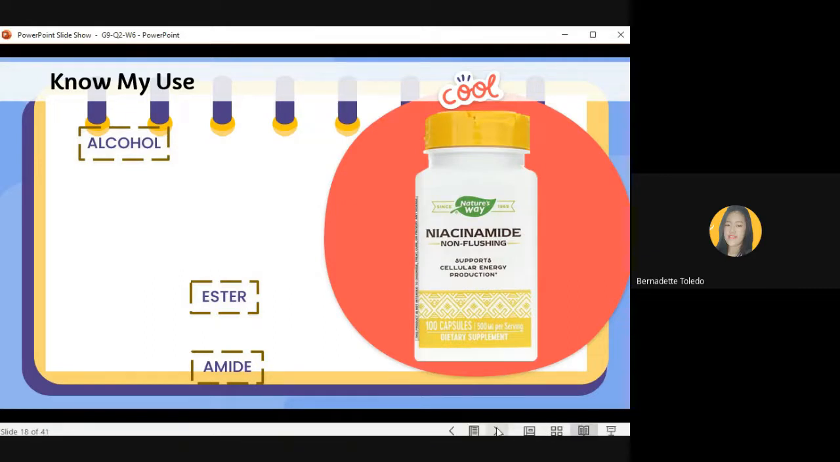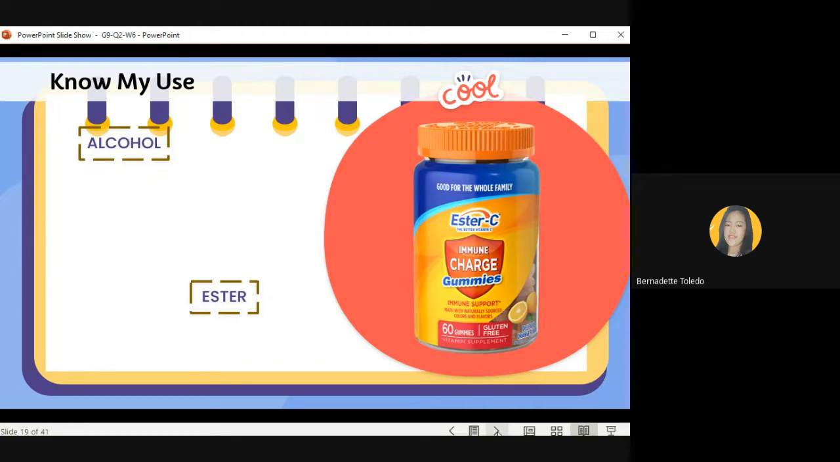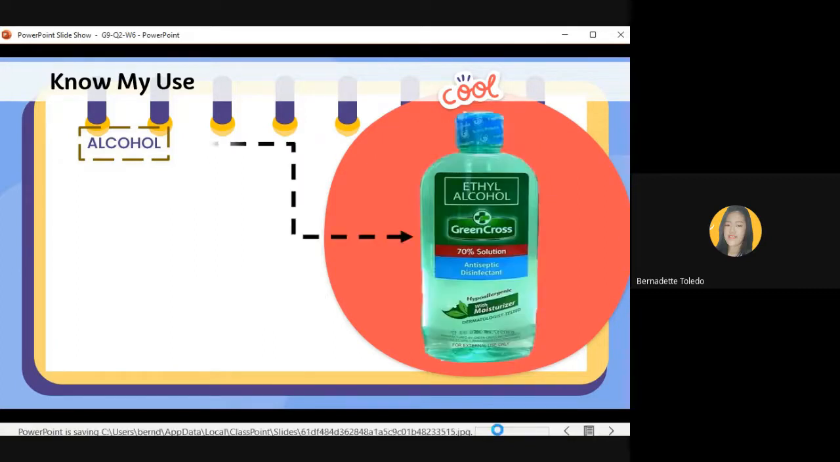Next, niacinamide. Niacinamide is an example of a dietary supplement. And from its name, it is an example of an amide. Next, we have Ester C, for immunity or immune system. From its name, it is considered to have an ester compound. Then last, ethyl alcohol is an example of an alcohol.